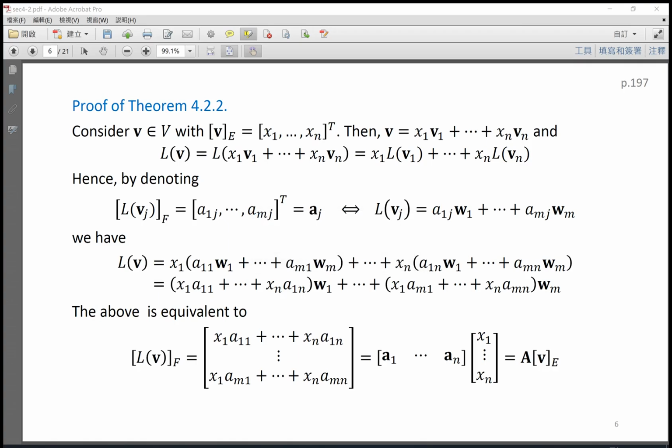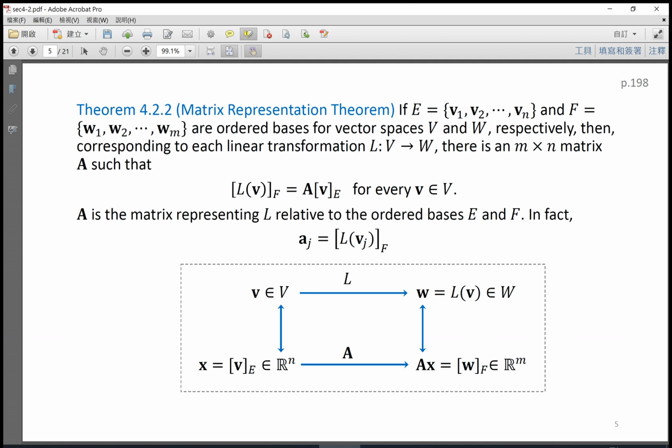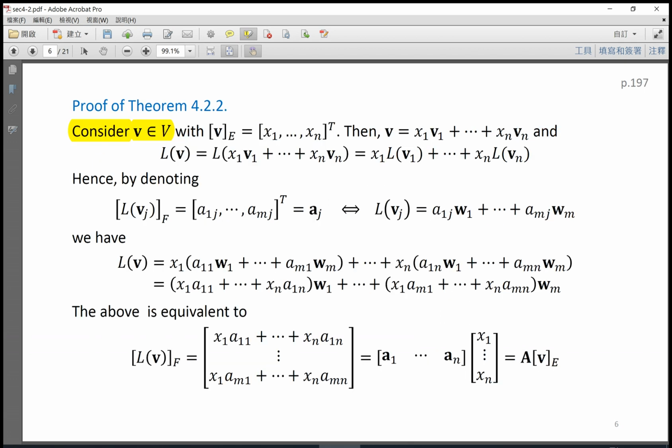In this slide, we will prove theorem 4.2.2. Consider a vector V in the vector space V. Then, because V1, V2 up to Vn is a basis for vector space V, V can always be written as the linear combination of V1, V2 up to Vn. And we assume the coefficients are x1, x2 up to xn.